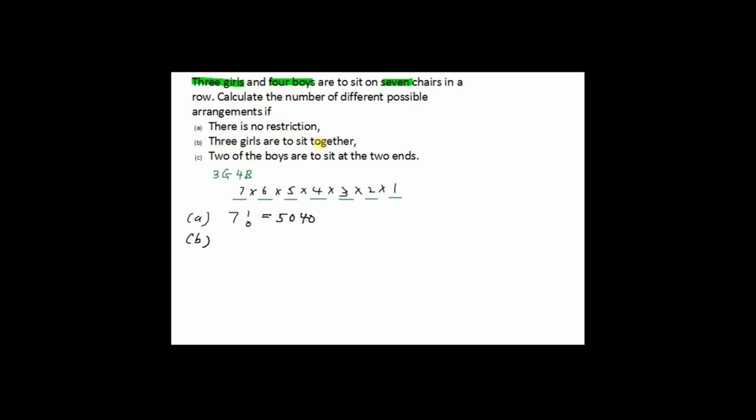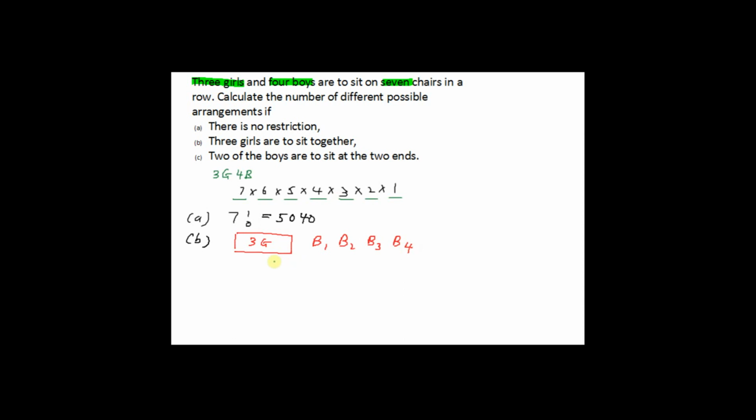So for part B now, we have to calculate the number of different possible arrangements if the 3 girls are to sit together. So how to do it here? We can put all the 3 girls as one object. I still have 4 boys here. Let's say boy 1, boy 2, boy 3, and boy 4.